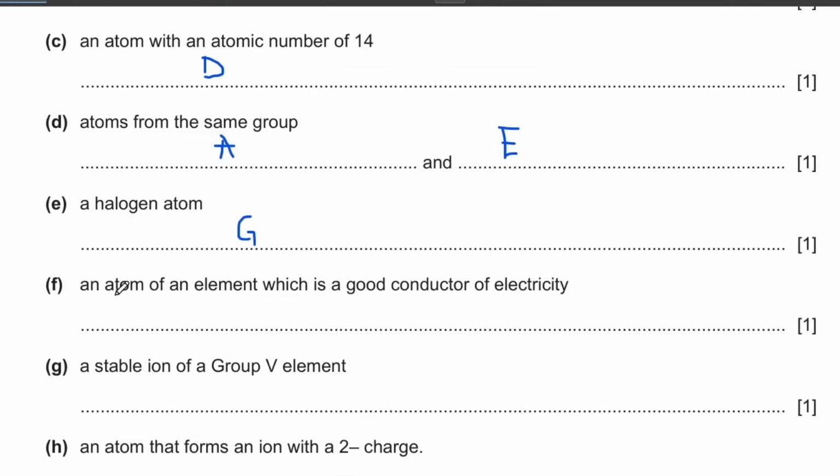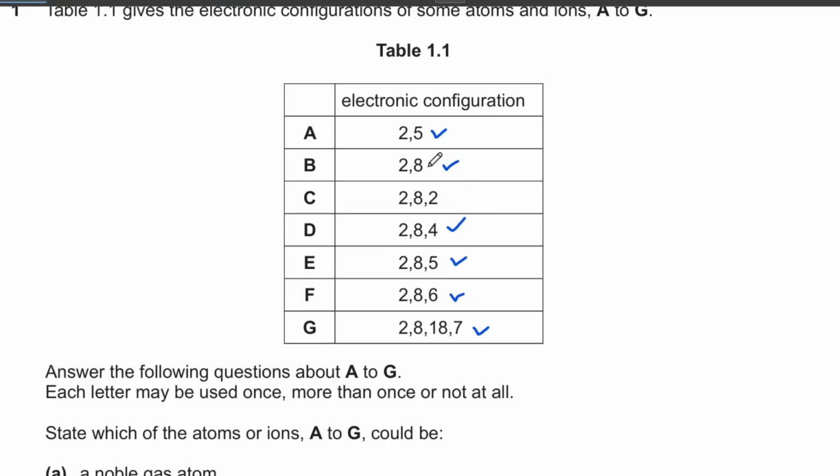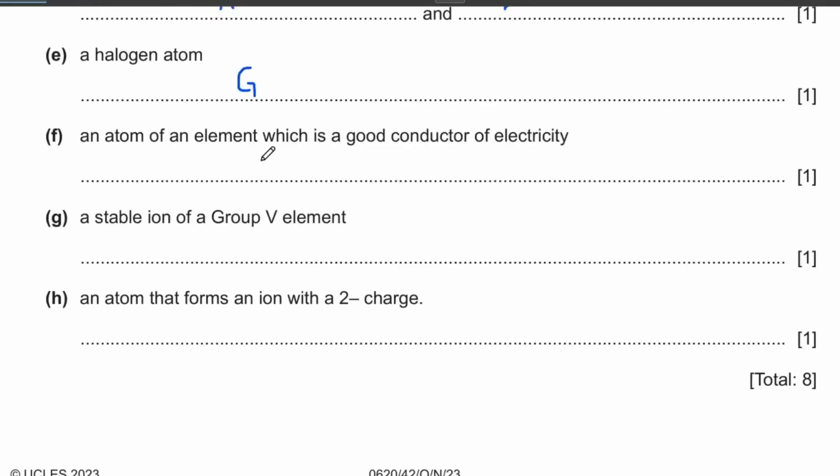Next question. An atom of an element which is a good conductor of electricity. So we know that metals are good conductors of electricity. So we are going to look at an atom that belongs to group 1 or group 2, because they are metals and they conduct electricity. So how do we know? We check their number of electrons in the outer shell. Look at this, C is in group 2. We don't have any member that is in group 1. So C is in group 2, and group 2 are metals. So therefore, C is our answer.